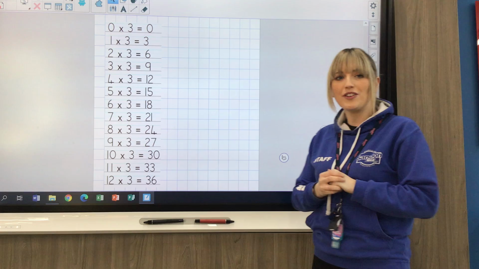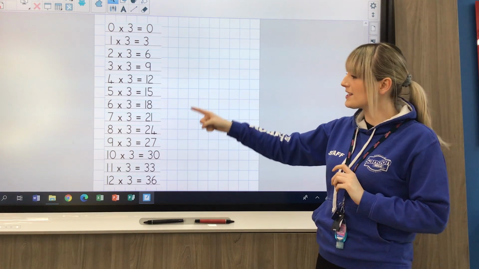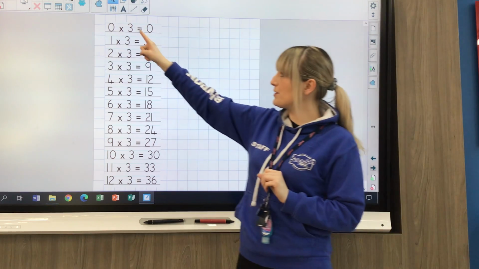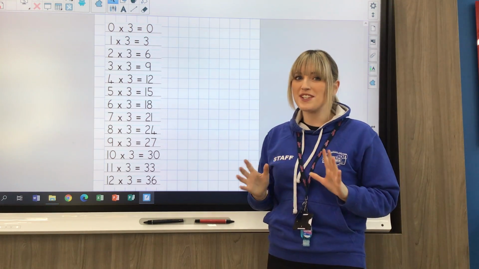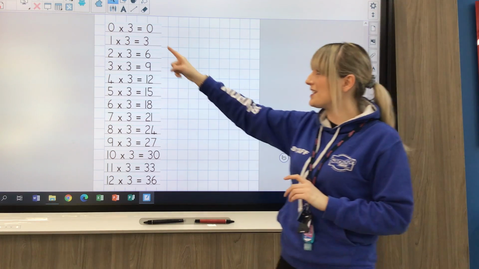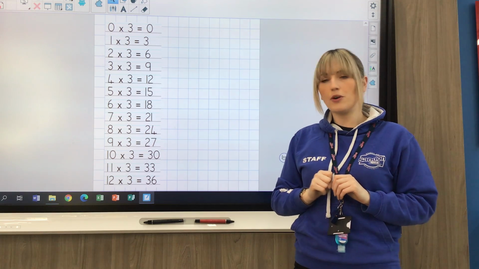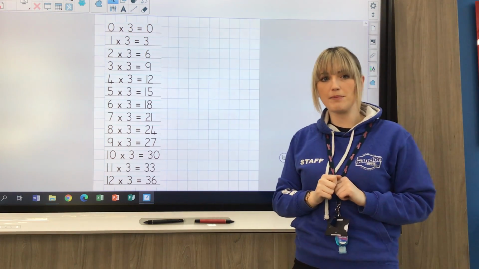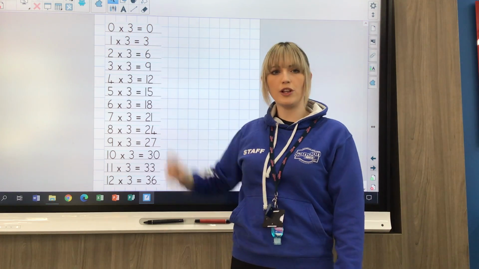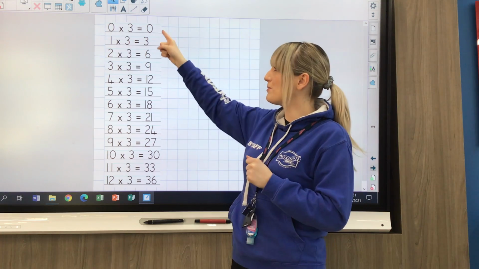Okay, I've got the 3 times table written out like we've just chanted, but this time we've started with 0 times 3. Now, I remember being in maths at school, and whenever I had 0 times something, I used to get a bit confused. But always remember, if it's 0 times something, the answer is always going to be 0, because it's saying no lots of 3. So no lots of 3 is nothing, so it would be 0.